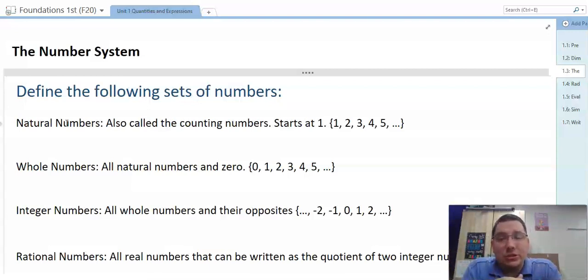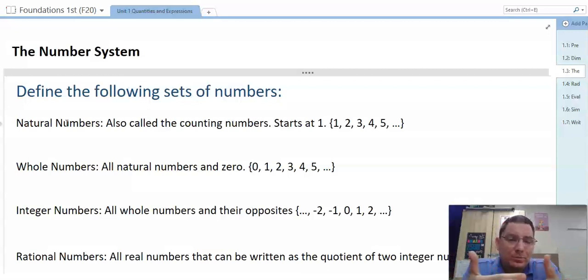We look at the integers. Integers are whole numbers and their opposites. That's the definition of it. And so what does that mean? Well, the whole numbers, again, were 0, 1, 2, 3, and so on. And what are opposites? Well, opposites are numbers that the sign has changed. So if I have positive 1, its opposite is negative 1. And if I have positive 2, its opposite is negative 2. And so when we look at integers, we're looking at numbers like negative 2, negative 1, 0, 1, and 2.